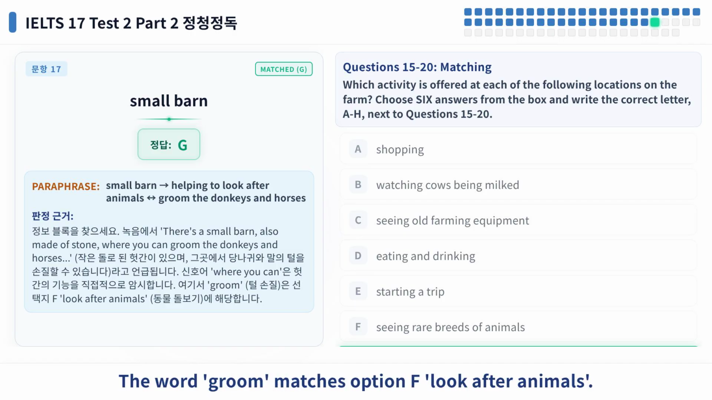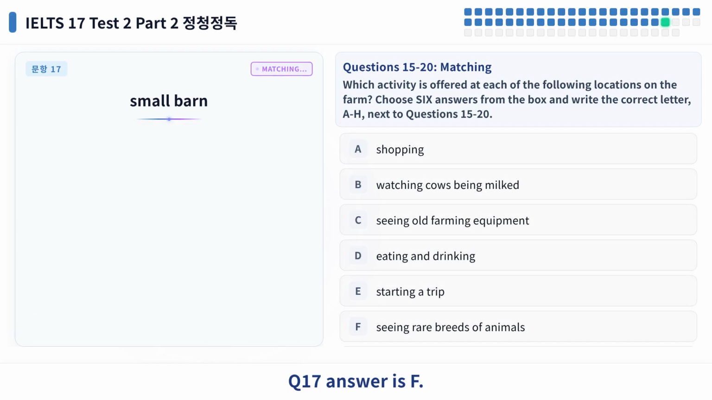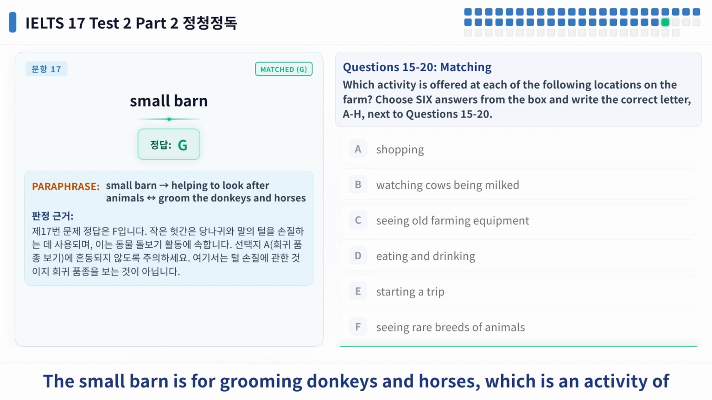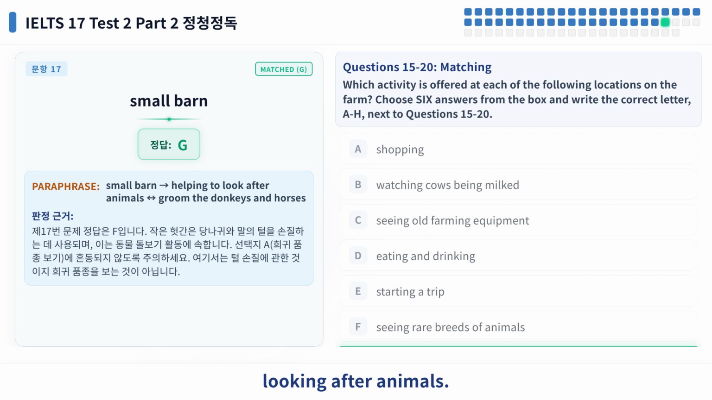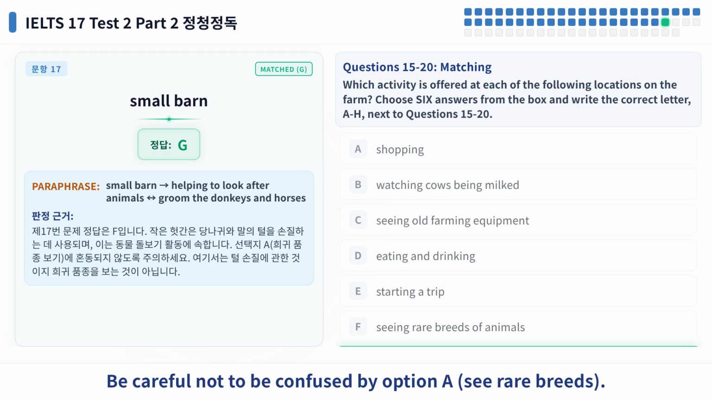Q17 answer is F. The small barn is for grooming donkeys and horses, which is an activity of looking after animals. Be careful not to be confused by option A, see rare breeds. Here, it's about grooming, not seeing rare animals.